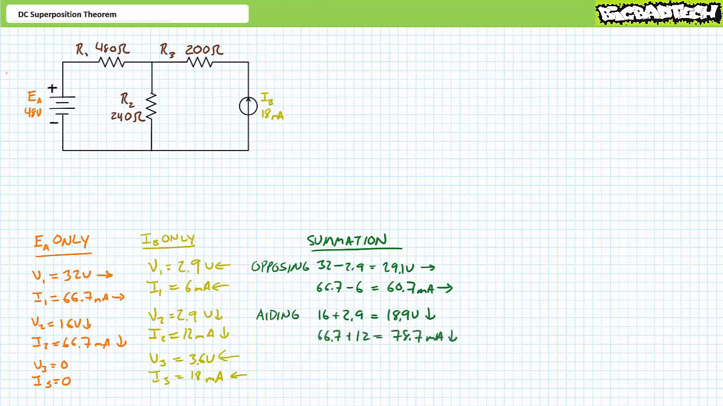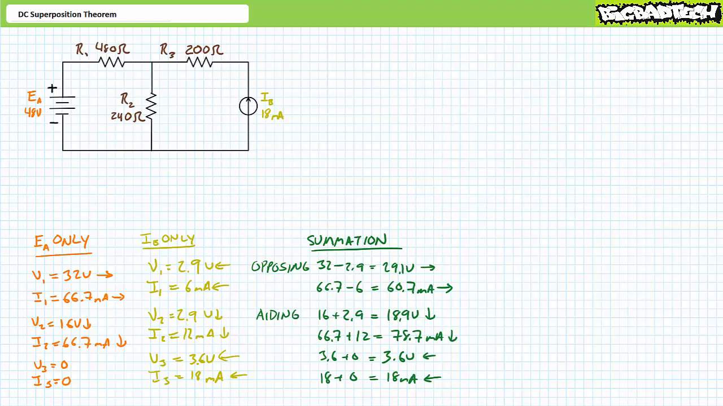Similarly, when the voltage source pushes 66.7 milliamperes of current through R2, top to bottom, and the current source also pushes 12 milliamperes in the same direction, R2 ultimately experiences 78.7 milliamperes of current traveling top to bottom. Again, the effects of both sources are aiding one another, and it makes sense that the final current will be more. Lastly, R3 experiences a voltage drop and current because of the current source. As a result, R3 finally experiences a voltage drop of 3.6 volts, positive to negative, right to left, and 18 milliamperes of current traveling right to left.